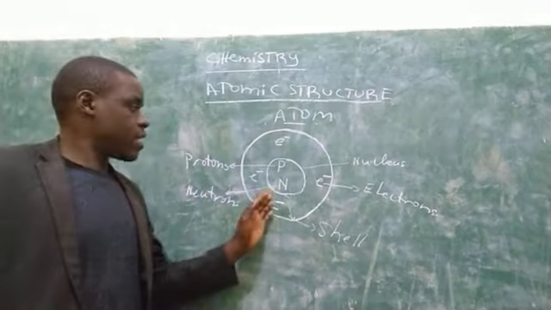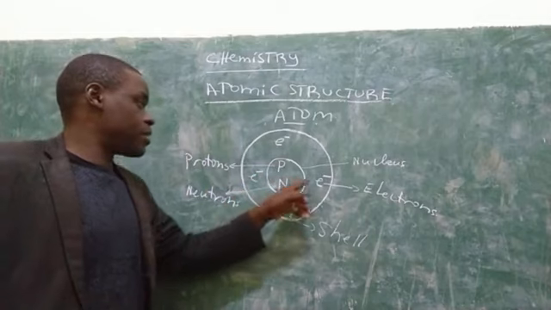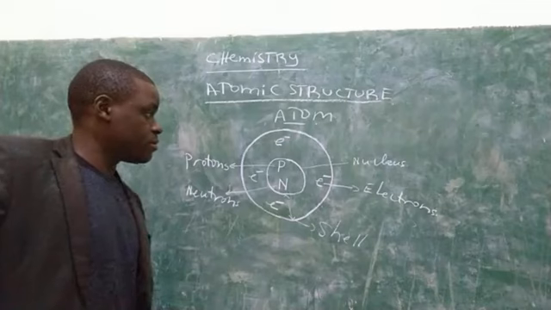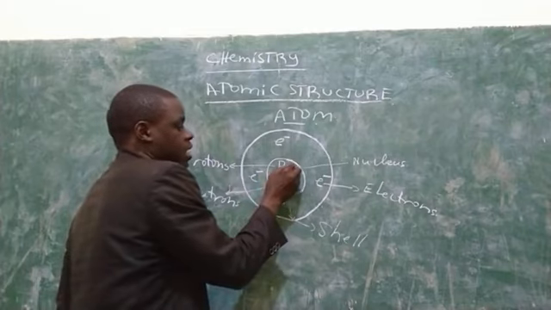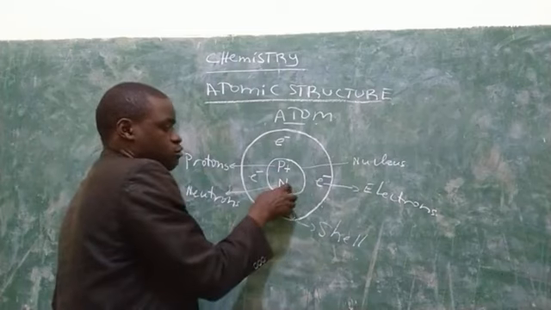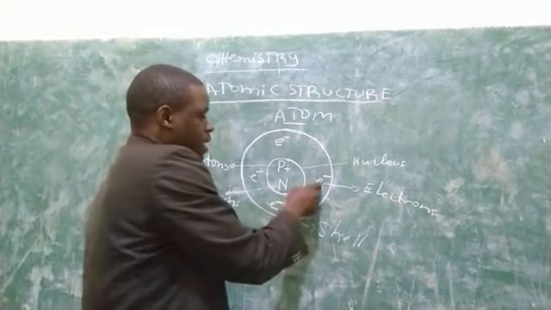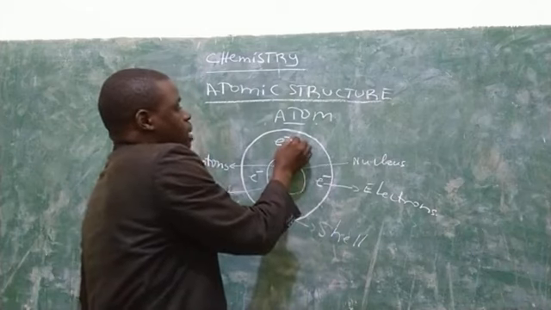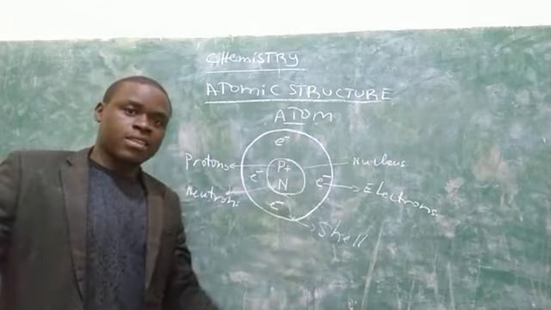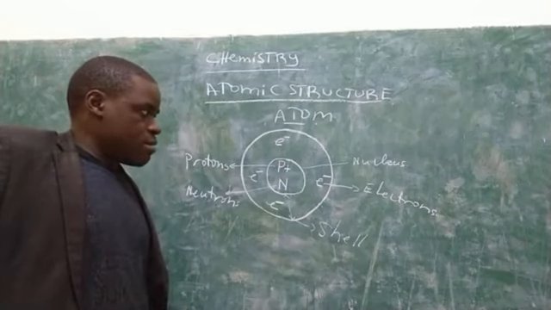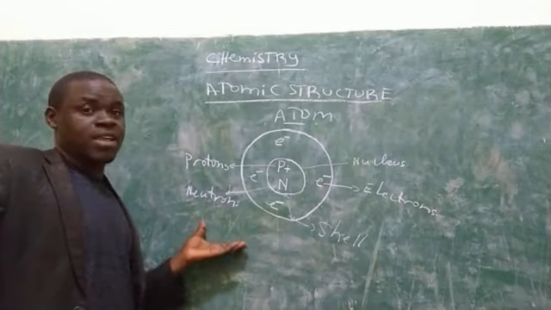So the characteristics or properties of these three particles that we find in the atom: protons have a positive charge. Neutrons have no charge; their charge is 0. But electrons have a negative charge. So generally, as beginners, this is the structure of an atom.